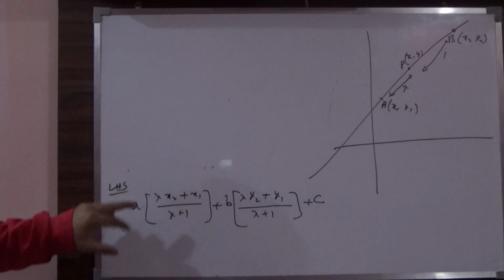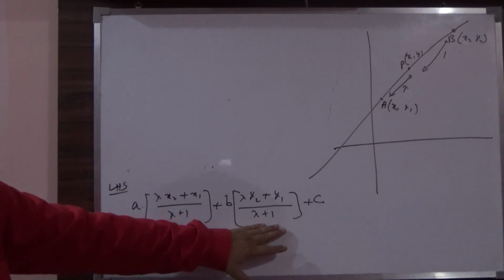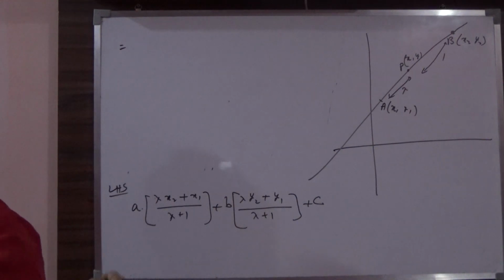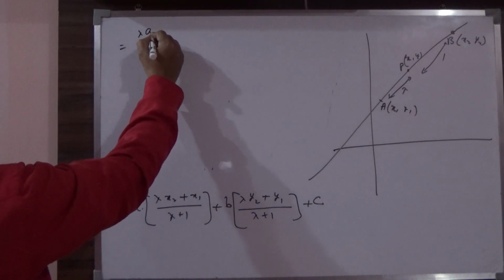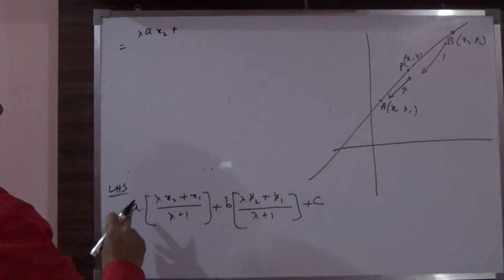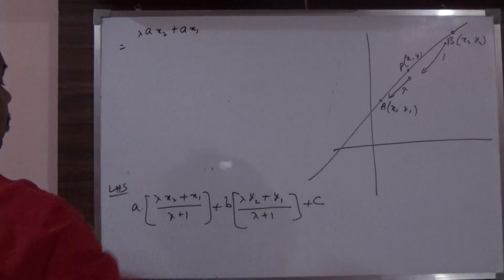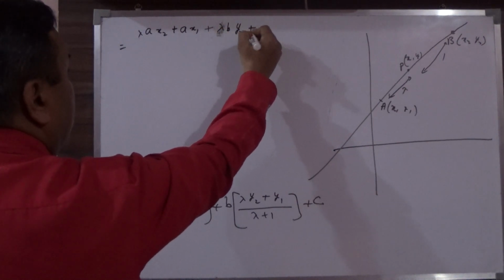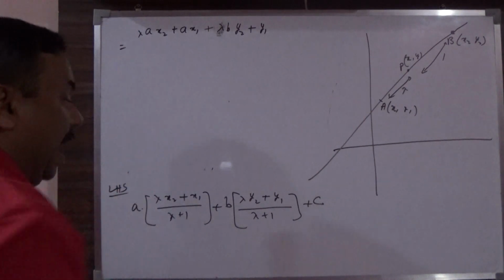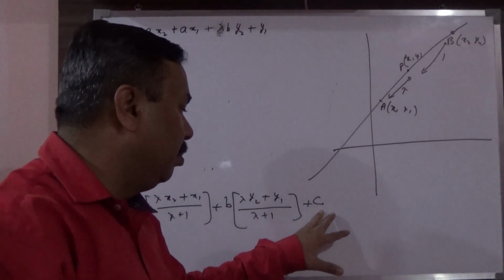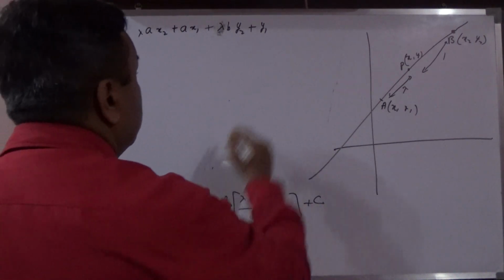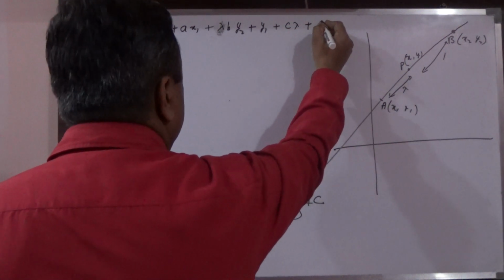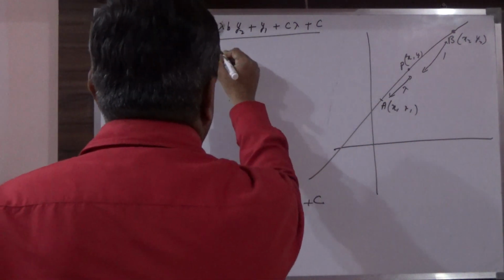See, lambda plus 1 is the common denominator for the first two terms, but it is not in the third term. So I will take it as lambda a x2 plus a multiplied by x1. Then from there, lambda b y2 plus y1, and because C does not have the denominator, C will be multiplied by lambda plus 1. So I will take C lambda plus C, divided by lambda plus 1.